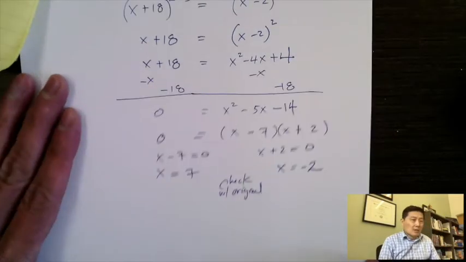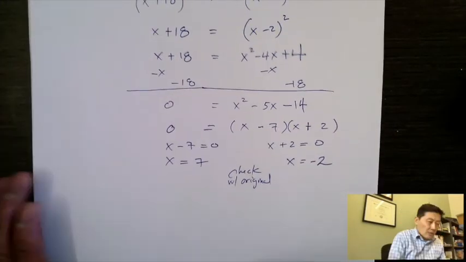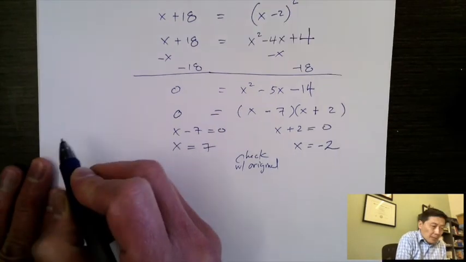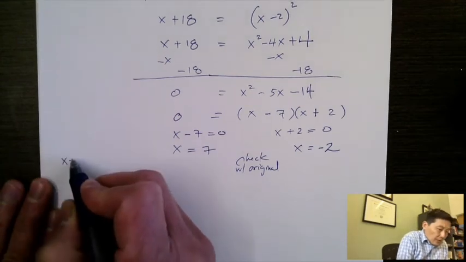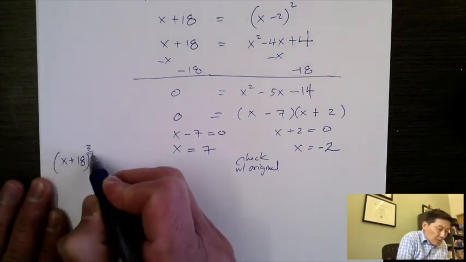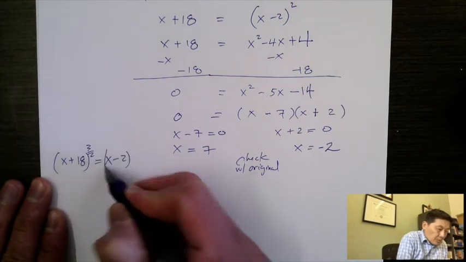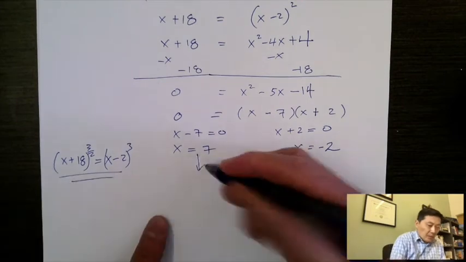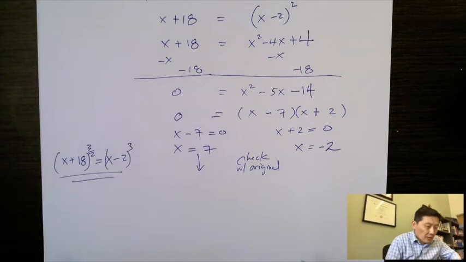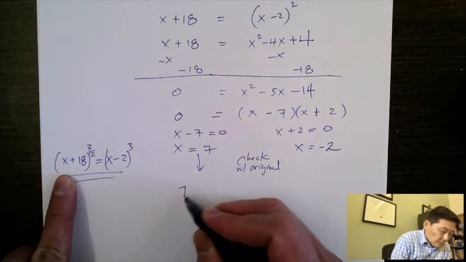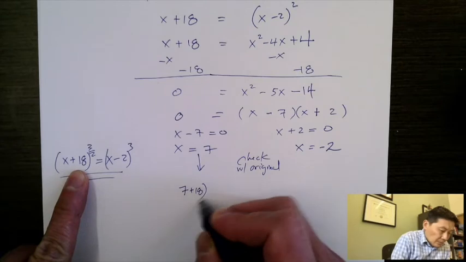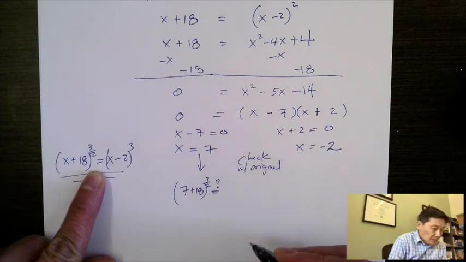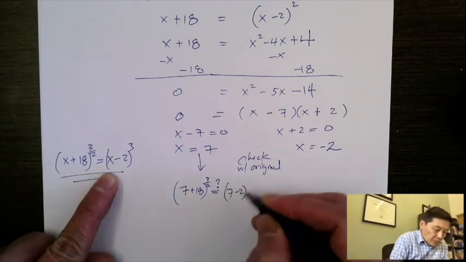Alright, so now again, for the ease of reading, I'm going to write the original equation over here, just so you can see how we're applying it back. So we got (x plus 18) to the 3 halves power equal to (x minus 2) to the 3rd power. So that's the equation I want to check. So bring it down here. Let's take a look at this. So we got (7 plus 18) to the 3 halves power equal, question mark, (7 minus 2) to the 3rd power.